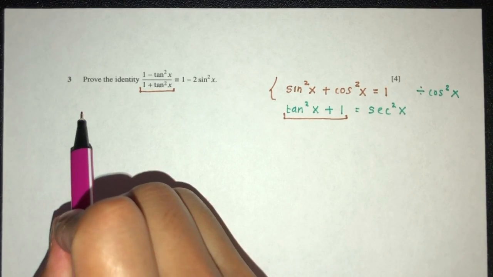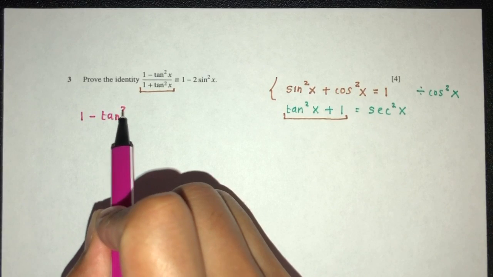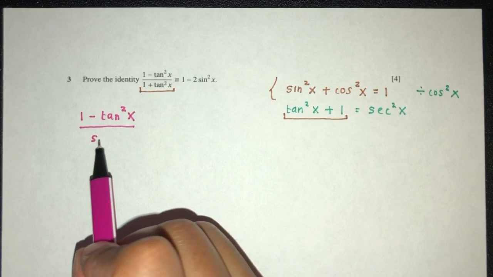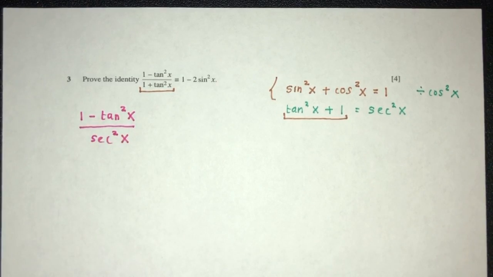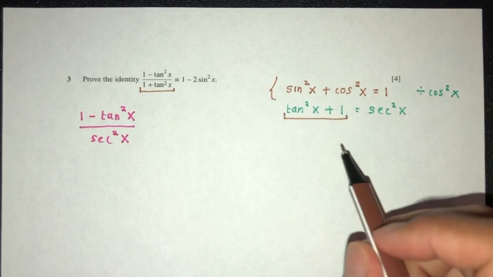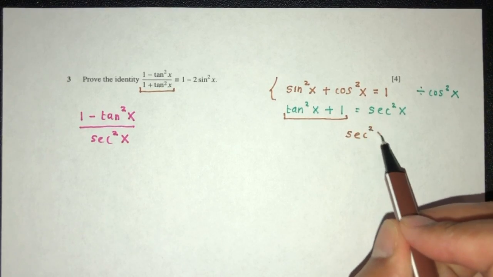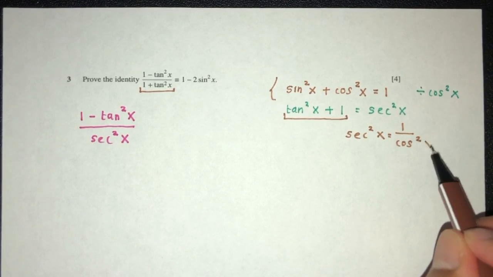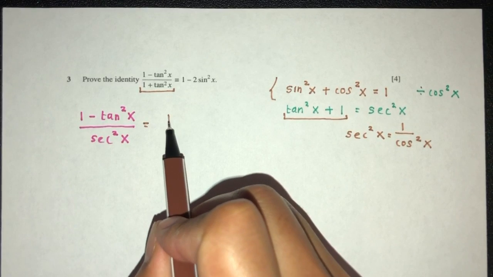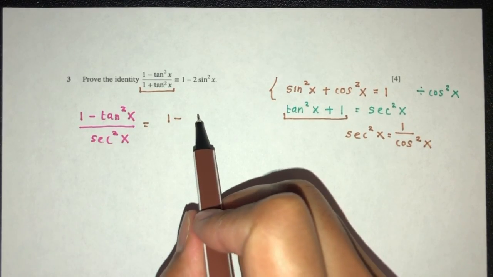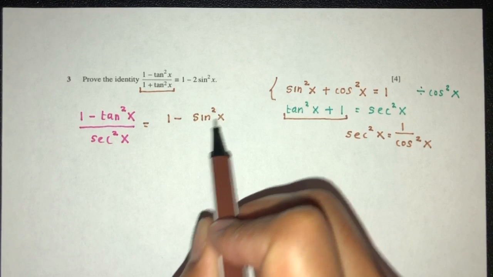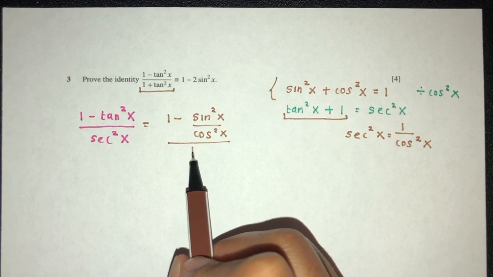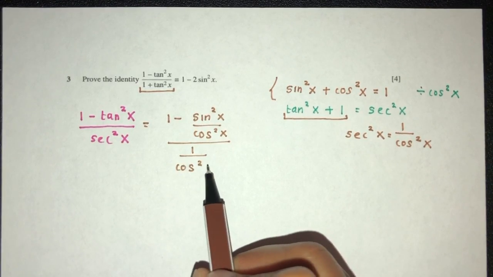So on top it is just 1 minus tan square x for now. At the bottom we can replace this by sec square x. Now we know sec square x, so what is sec x? Sec square x is 1 over cos square x. So let me replace this as well. This is actually 1 minus sine square x over cos square x over the value of 1 over cos square x.